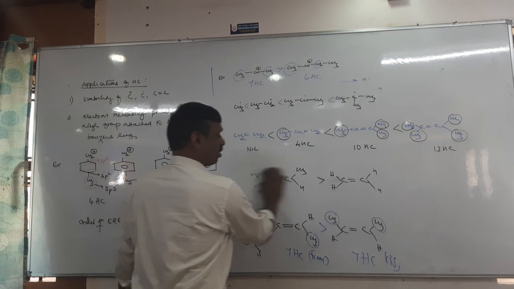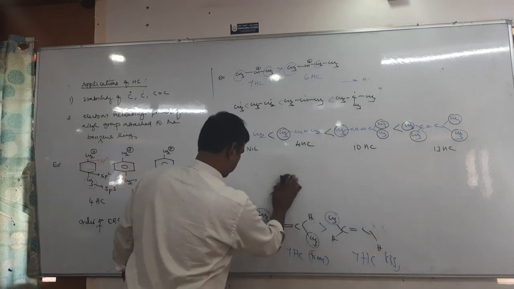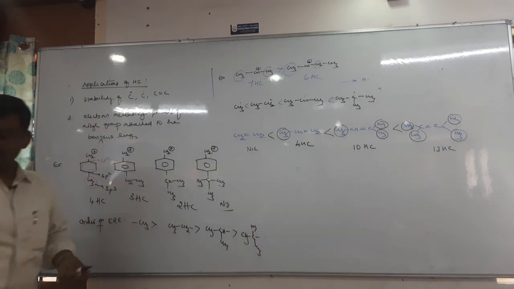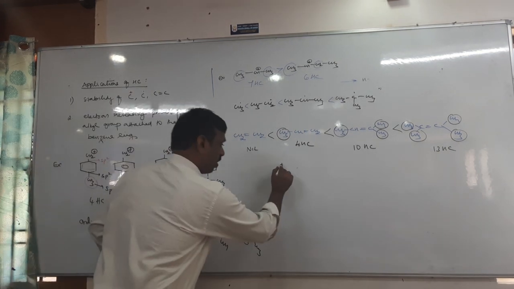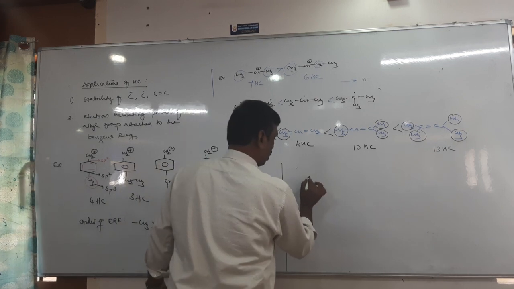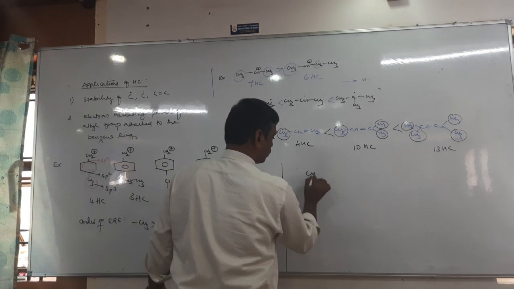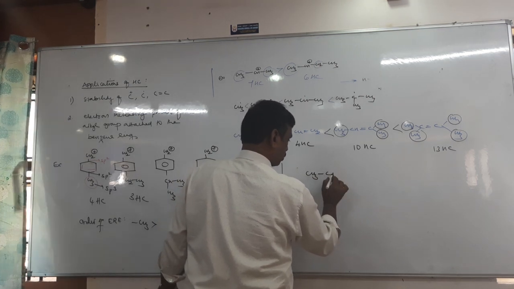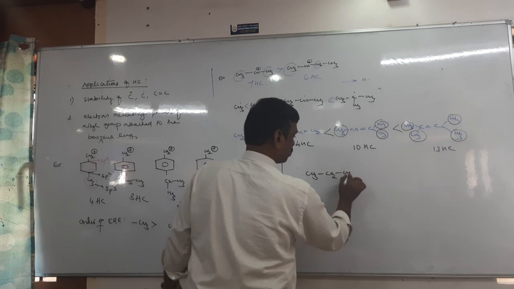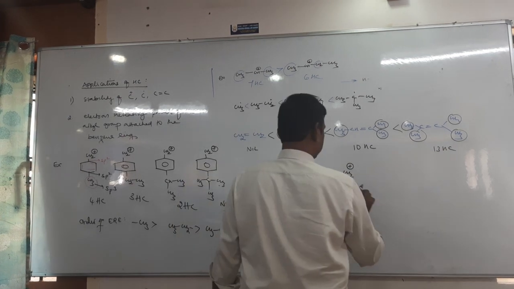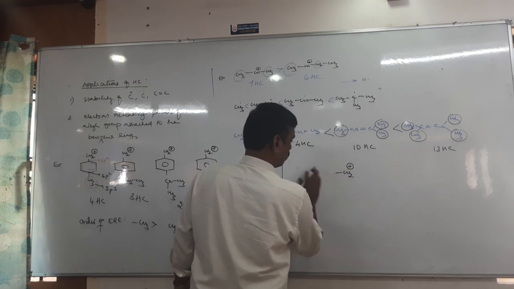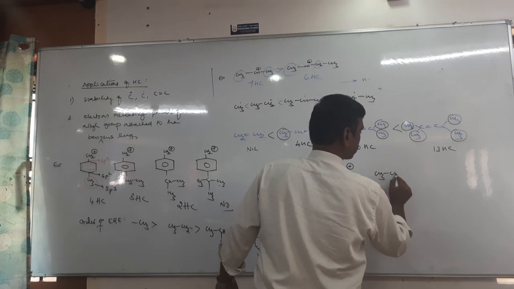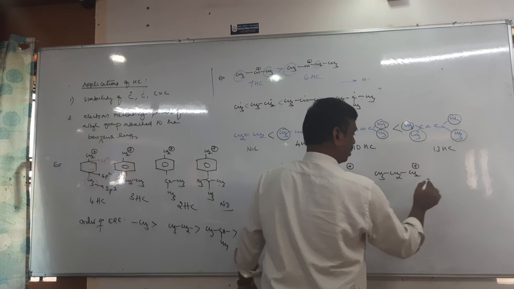Now see, but in the case of aliphatic carbocations, this one is aromatic. Now I will give the same question for aliphatic. For example, let us take CH3 CH2 plus, first take methyl, ethyl.